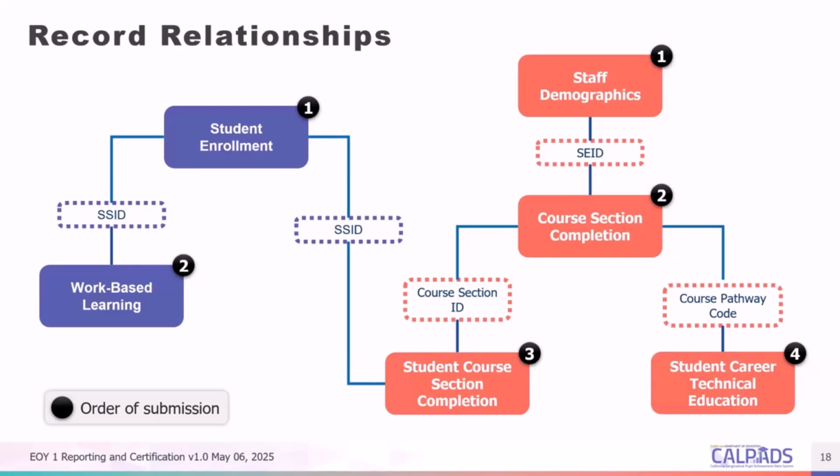So those are the relationships and recommended order of submission. Of course, CalPADS will allow you to submit all the files at once or in any order, but as you're resolving DDs and trying to be efficient, we believe this is the most efficient and logical order.